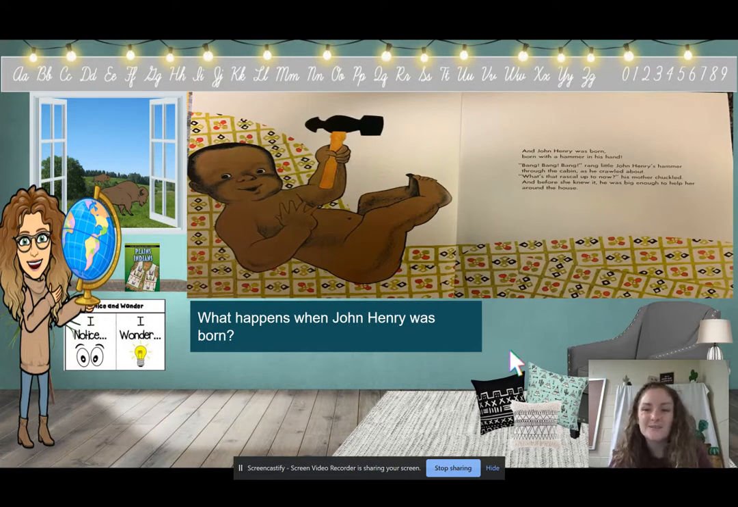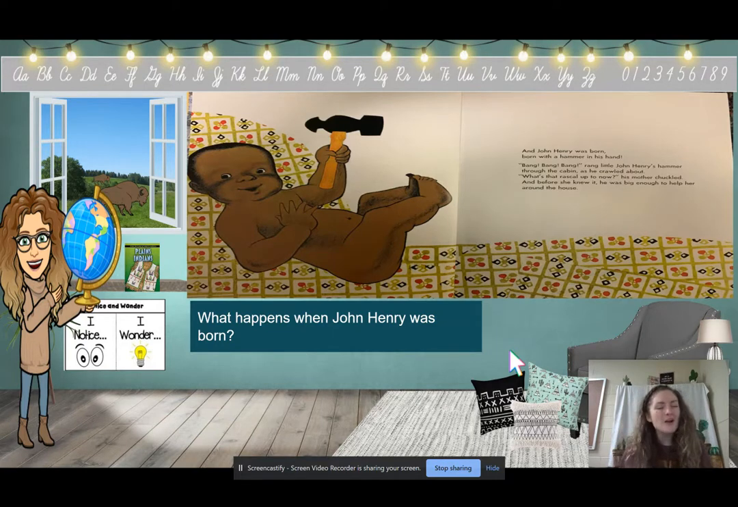And John Henry was born with a hammer in his hand. Bang, bang, bang, rang little John Henry's hammer through the cabin as he crawled about. What's that rascal up to now? His mother chuckled, and before she knew it, he was big enough to help her around the house.